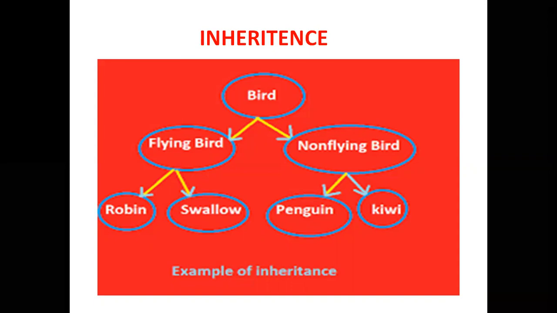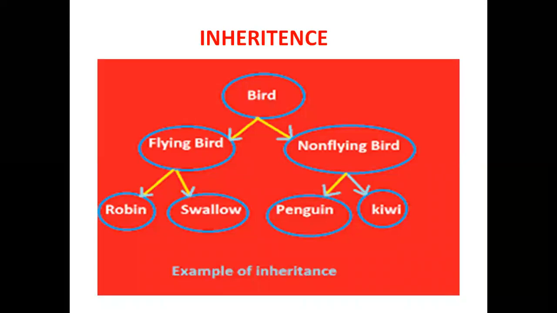In the same way, suppose your grandfather has two children, your father and your uncle. Your father has two sons, you and your brother, and your uncle has two daughters, your cousin sisters. This is again a good example of inheritance: grandfather to father, father to son or daughter. What is the meaning of inheritance?